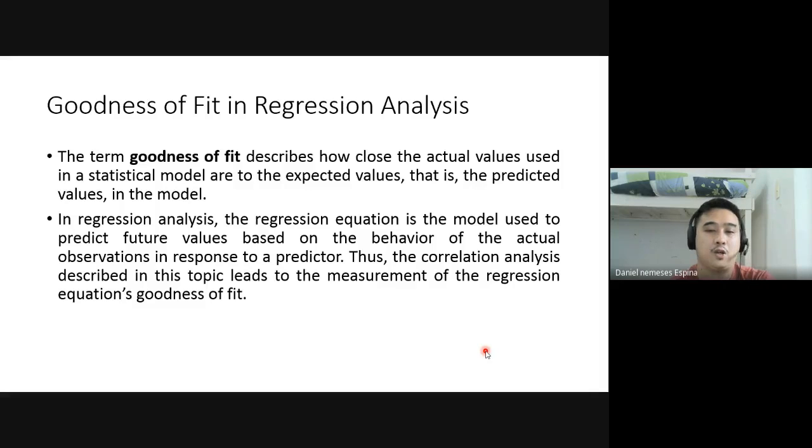So in regression analysis, the regression equation is the model used to predict the future values, based on the behavior of the actual observations. Okay, so the correlation analysis described in this topic leads to the measurement of the regression equation's goodness of fit, which is how close it is to the regression line.